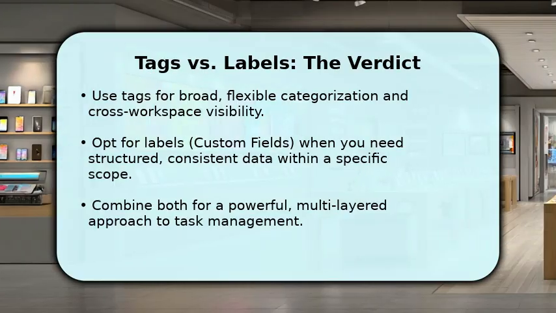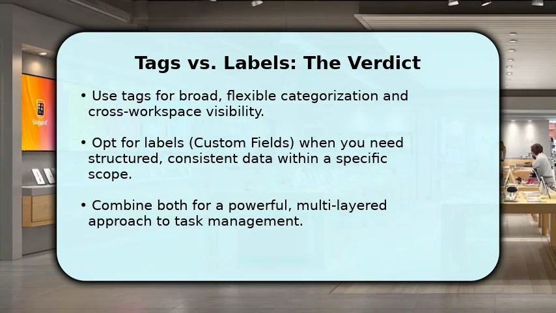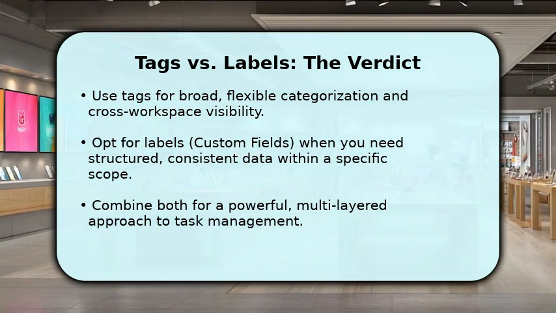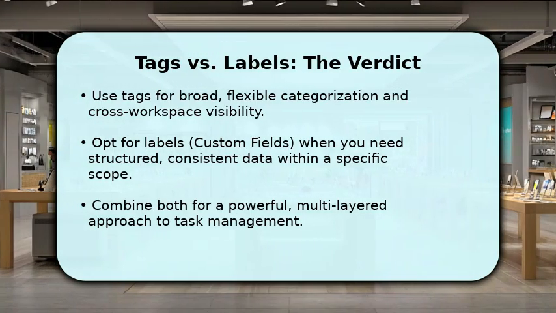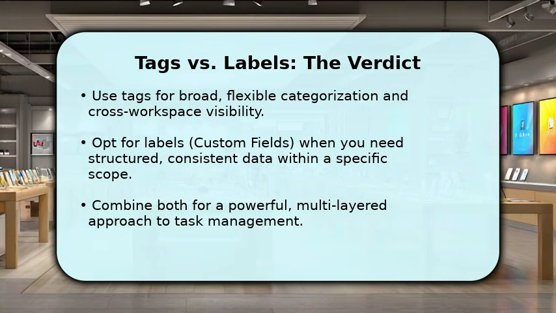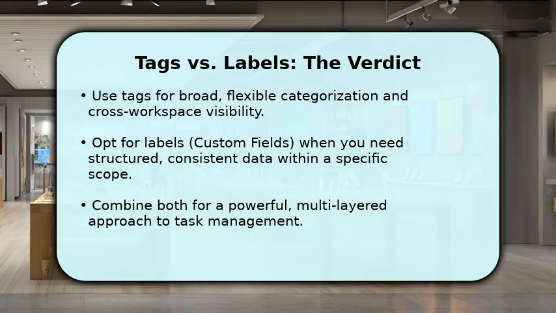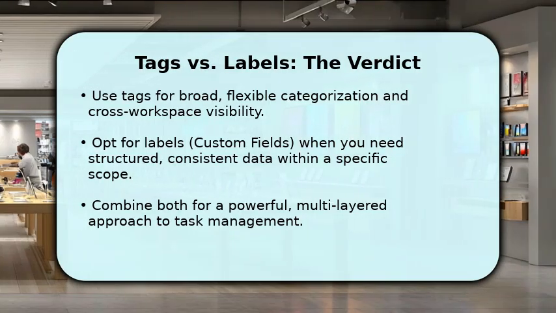So, which is better? It truly depends on your needs. Use tags for broad, flexible categorization and when you need cross-workspace visibility. Opt for labels or custom fields when you require structured, consistent data within a specific scope, especially for reporting. The most powerful approach often involves combining both, creating a multi-layered system for task management. Consider your team's workflow and reporting requirements to make the best choice.